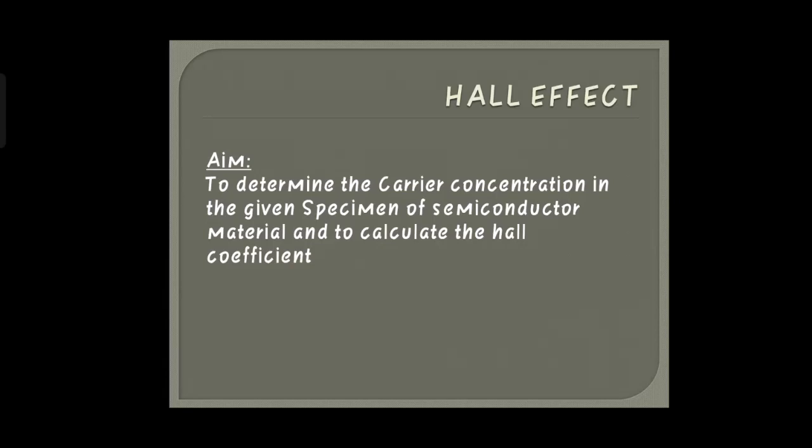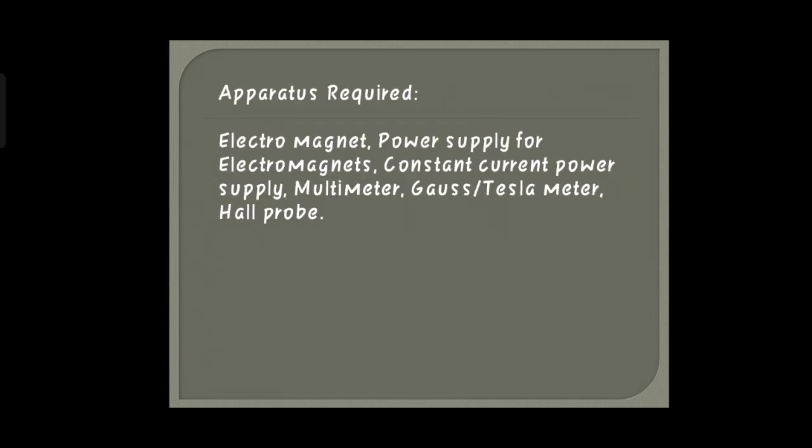Now let's look into the requirements of the experiment. Here in this experiment we require an electromagnet, the power supply for the electromagnet, a constant current power supply, multimeters, Gauss or Tesla meters, and a Hall probe.